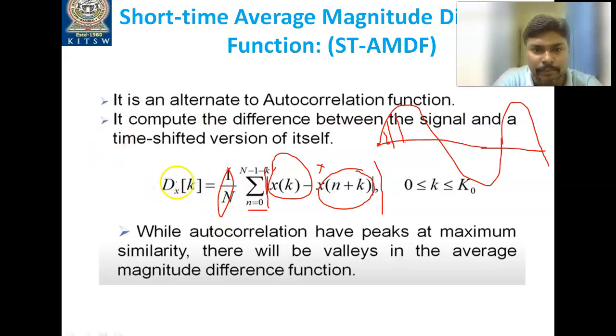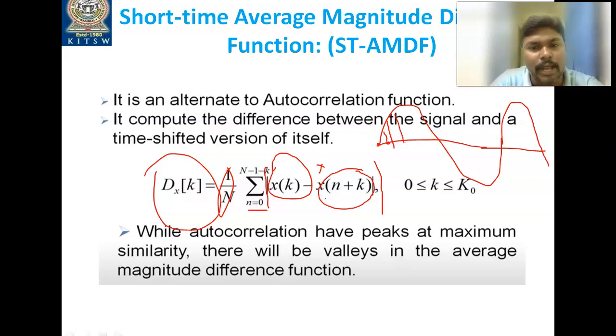So it is d of k, whatever notation. Sometimes I can refer to this as s of k or s of n plus k or x of k, because for the speech signal I can refer to it as s of k. We designate the signal as s of k. The important observation is that it computes the difference between the signal and a time shifted version of itself.